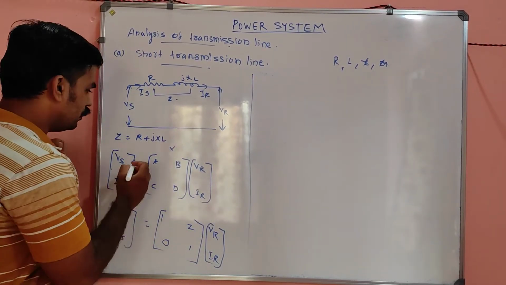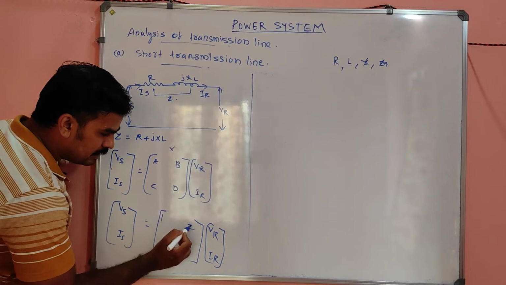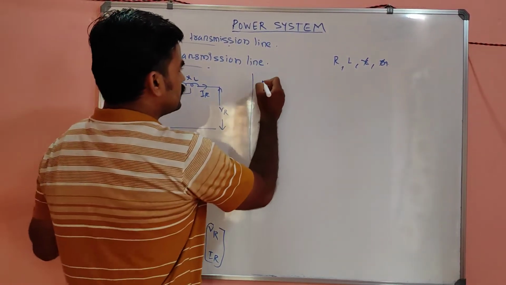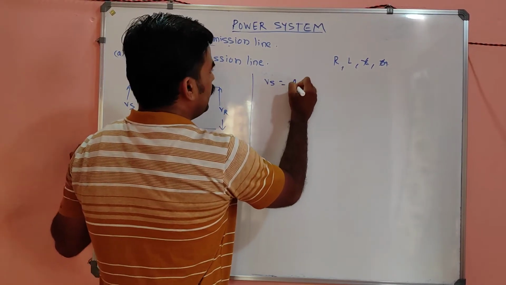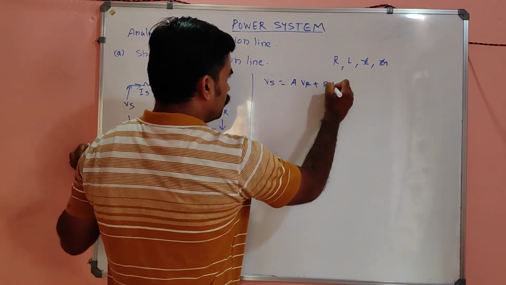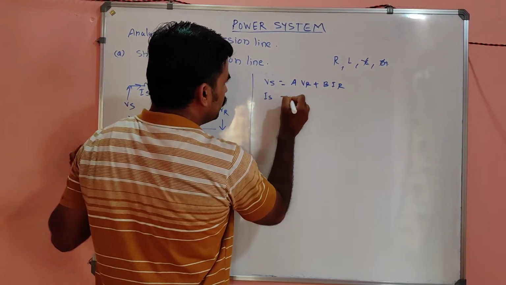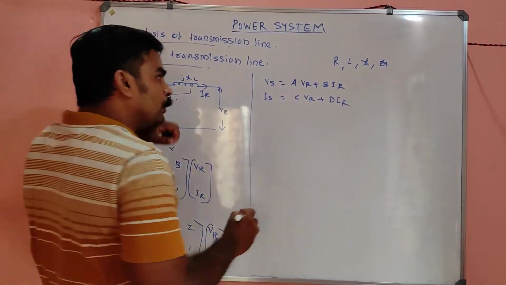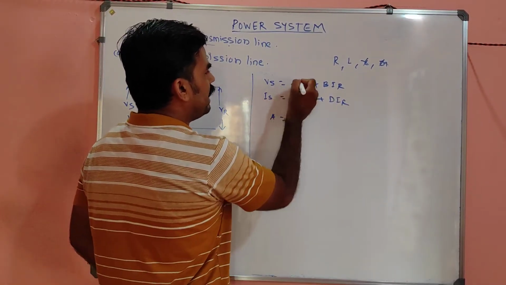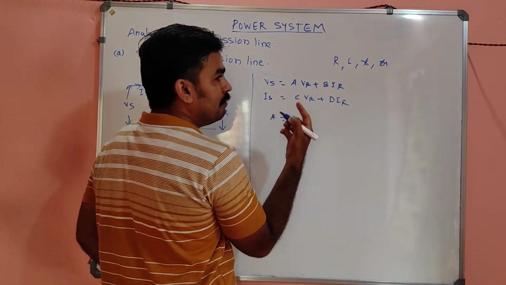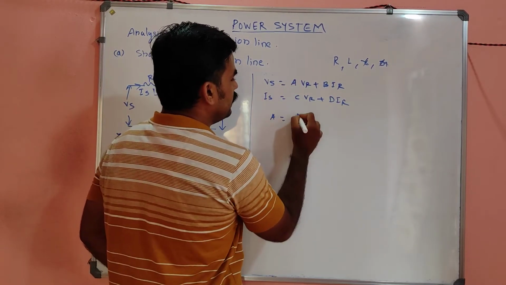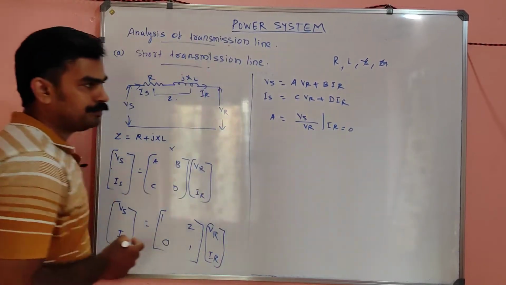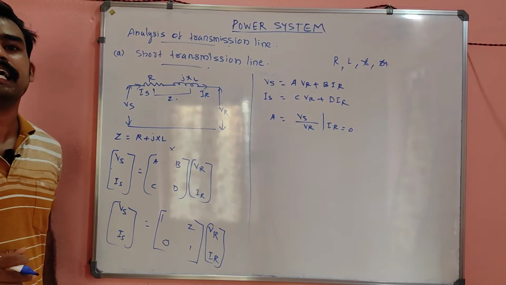Listen, my dear. So, how do I obtain this 1, Z, 0 and 1? That is your doubt now, I will tell you. So from this, what is Vs now? Vs will be equal to A into Vr plus B into IR. Am I right, my dear? And Is will be equal to C into Vr plus D into IR. Is it correct, my dear? So what is the value of A? The value of A will be obtained as Vs by Vr at IR equal to 0.